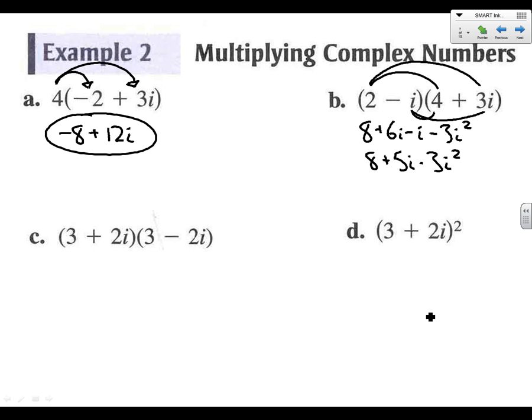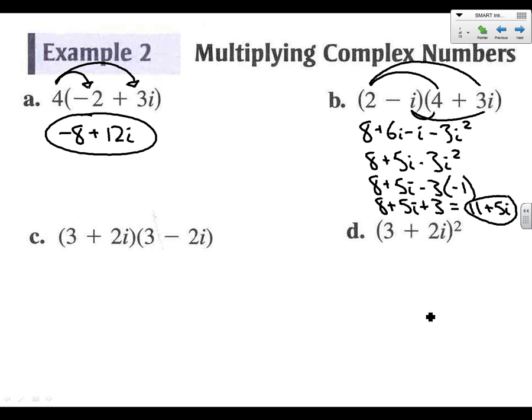And here's where we have to be careful, because i squared, we talked about this in the very first slide, is actually equal to negative 1. So what we're really saying here is 8 plus 5i, negative 3 times negative 1 is plus 3. So we can simplify this to 11 plus 5i, which would be our final solution.